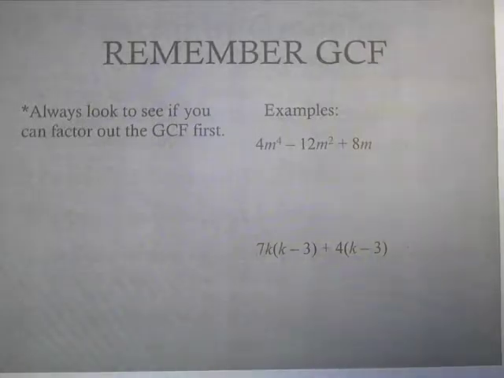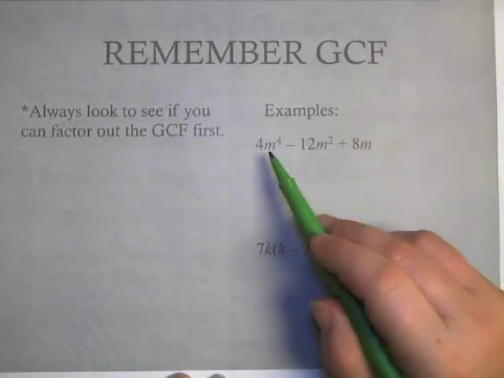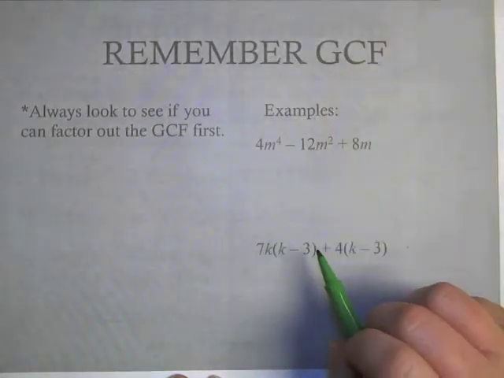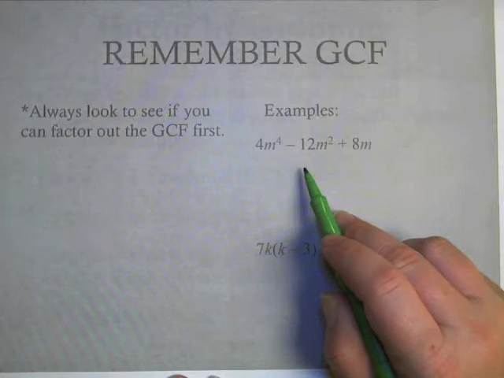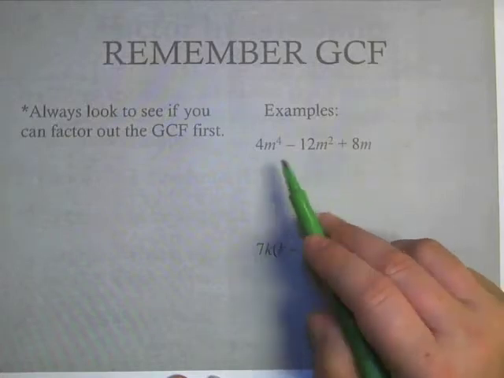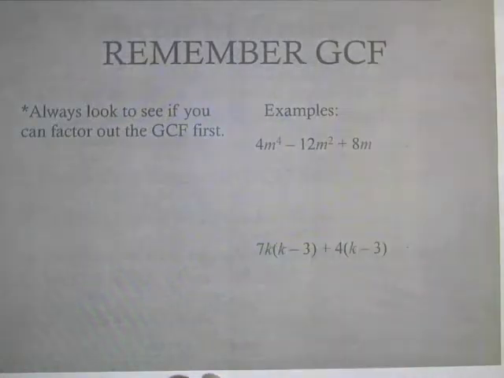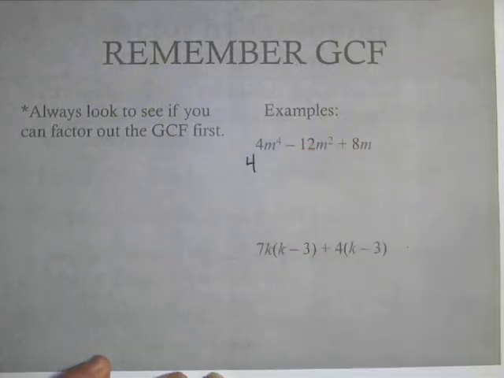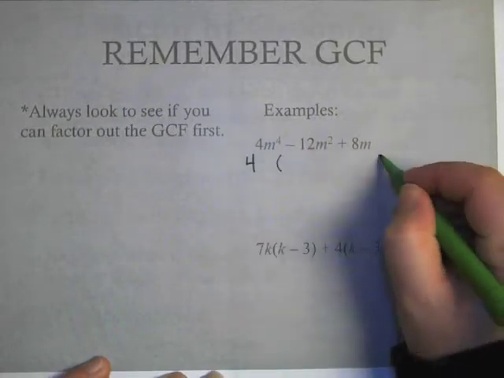Here are some examples. Remember, we're looking to see which number will go into all three of these. Start with the numbers first. So we have 4, we have 12, and we have 8. We'll always check to see if the smallest number will go into the two numbers bigger, or the one number bigger, however many you have. So since 4 will go into 12 and 8, we're going to pull 4 out in front. Remember, we're going to have a set of parentheses.